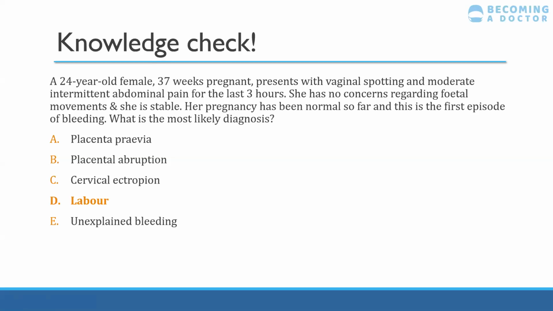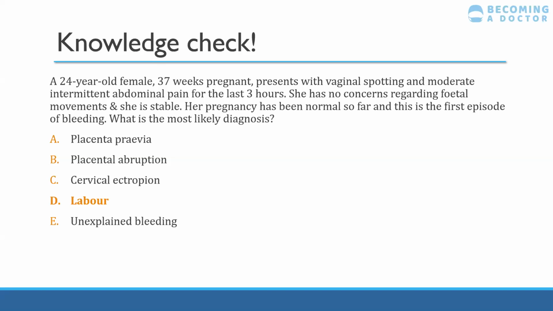She's completely stable. So Placenta Praevia is more unlikely because we've said she's had a normal pregnancy so far. This is her first episode of bleeding, and both her and the baby are stable, and she's got abdominal pain, which isn't common in Placenta Praevia. Placental abruption is less likely because this is an intermittent and moderate pain, whereas placental abruption is usually more of a constant severe pain. Also, she said the baby's moving fine and she's stable, so it's less likely.